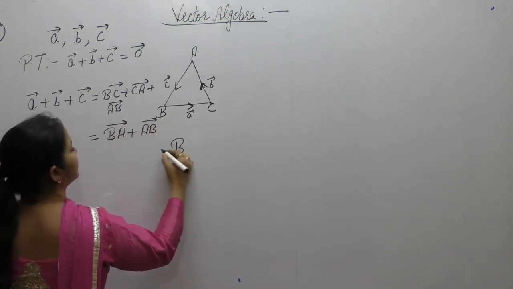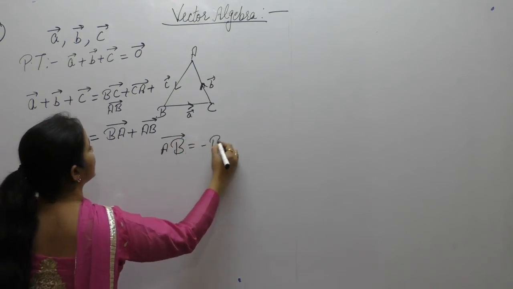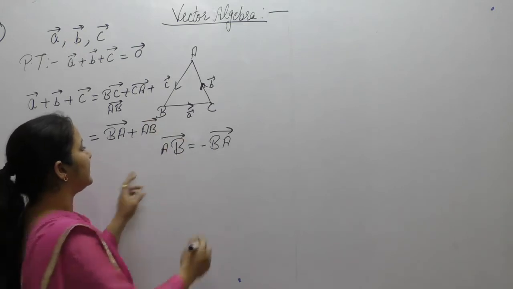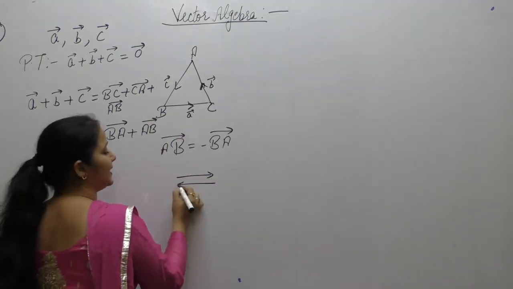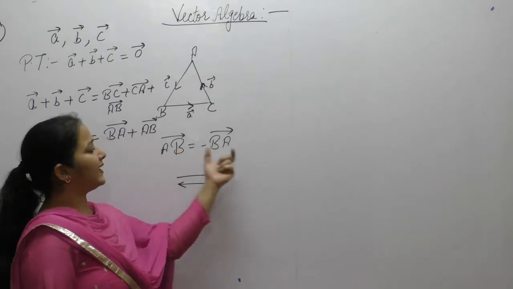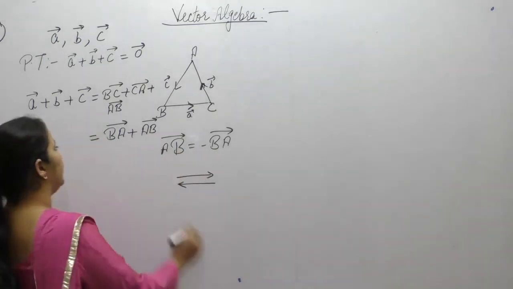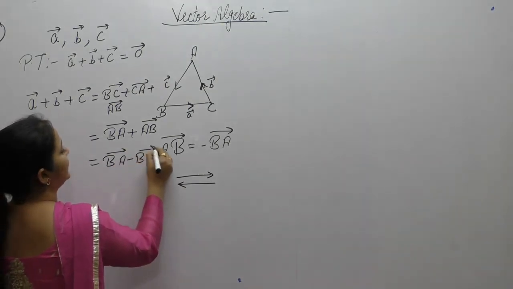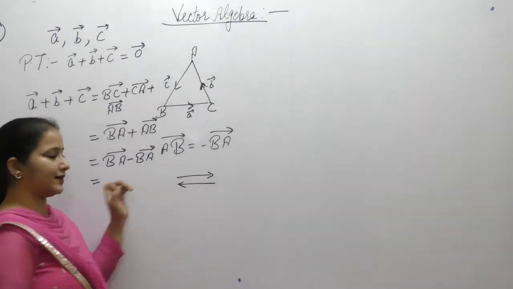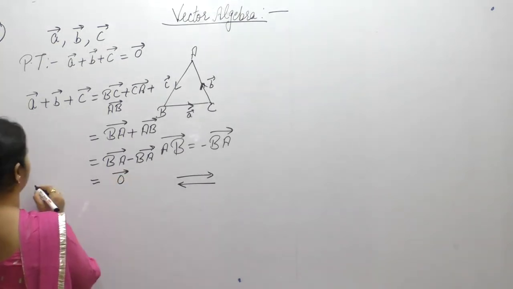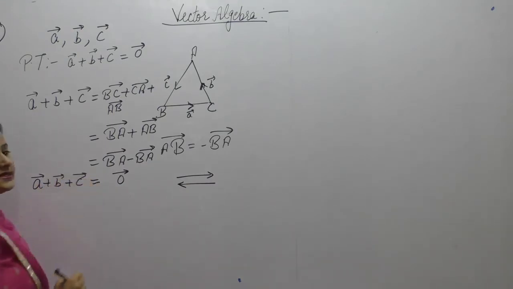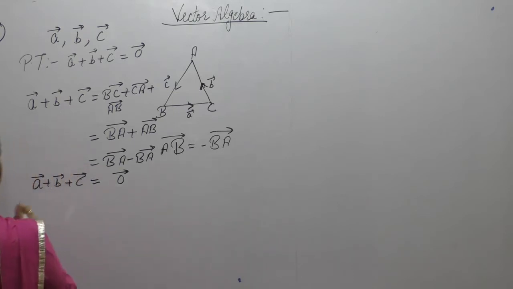We know that AB vector is the negative of BA vector, because AB vector is in this direction, then BA is this. So instead of AB vector, we can write the negative of BA vector. So this is equal to 0 vector. Hence A vector plus B vector plus C vector is equal to 0 vector.